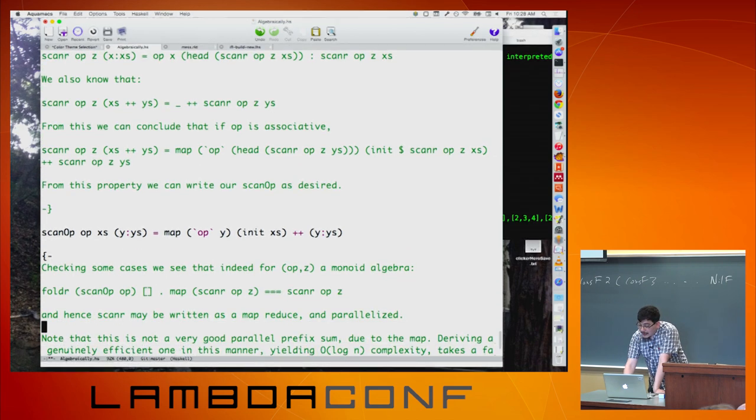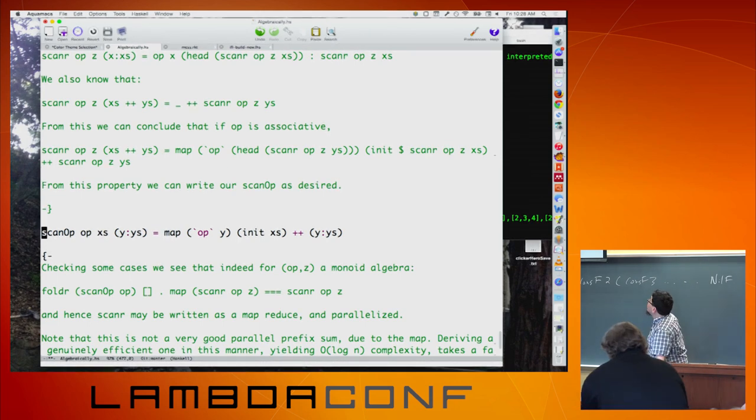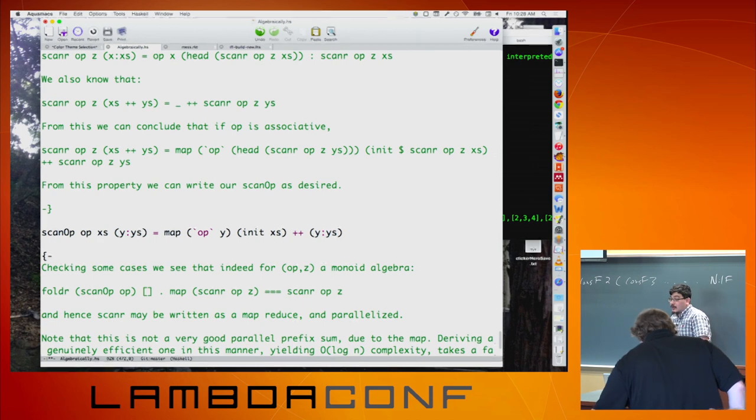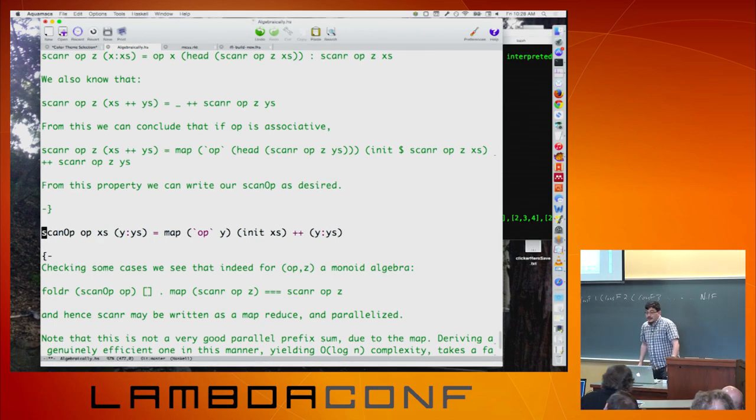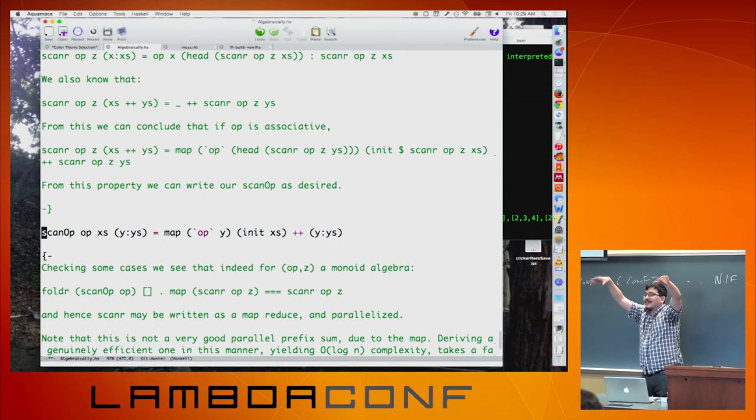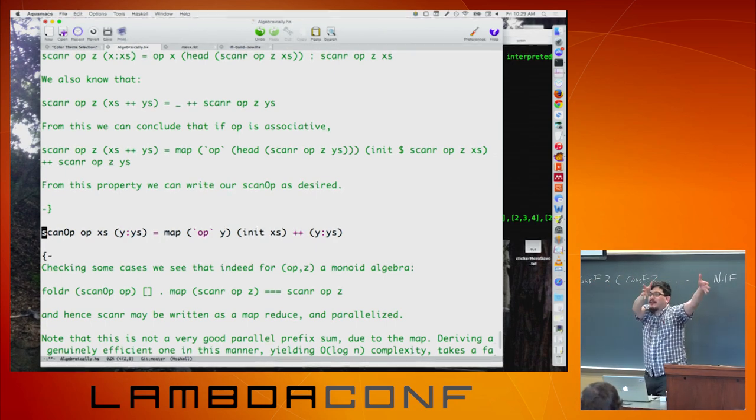You can write scanr as a map reduce using the scan op. You can parallelize it. Now, this really isn't O(log n), because we've made a huge simplification. This map of op over y. What happens when you're combining the last two branches of your tree? Well, this branch of the tree is going to be length n over 2. This is going to be length n over 2. So you still need to perform n over 2 work to map that operation. So you do save some time, but you're saving sort of a constant factor almost, because you still got to have an n over 2 in there somewhere.